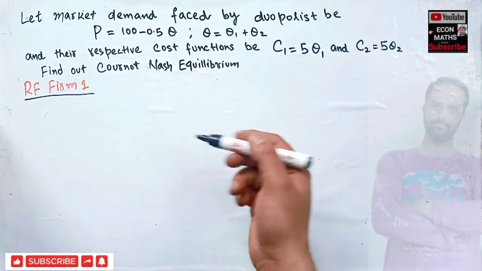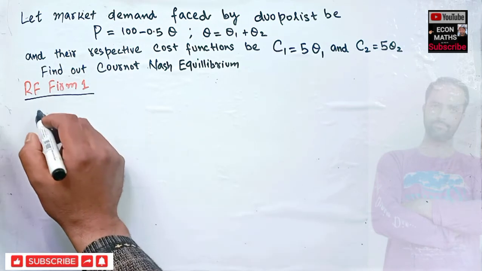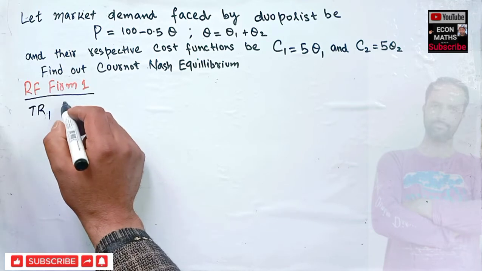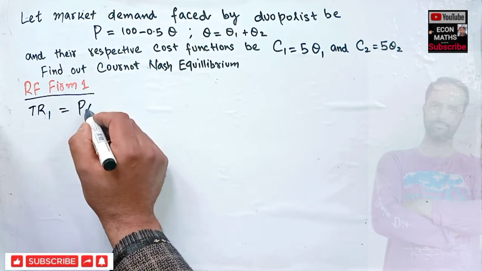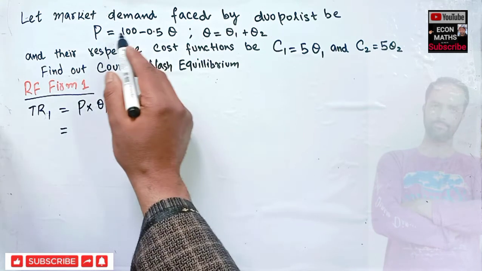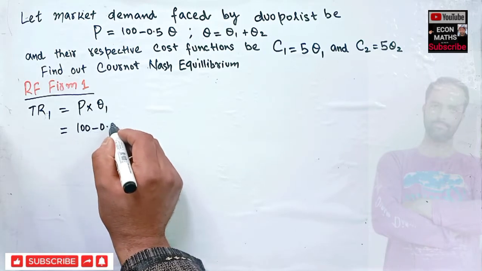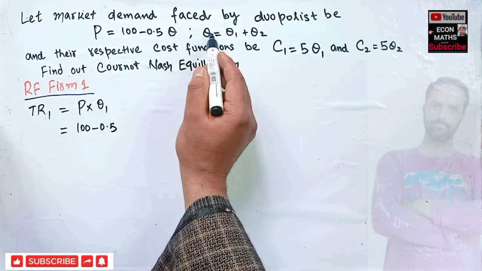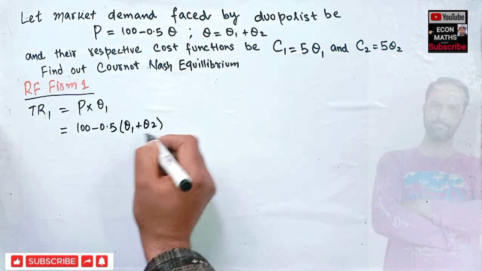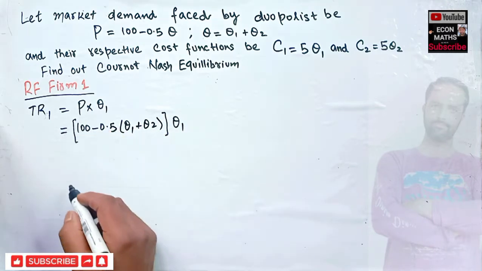So I will not go into the detail, and I will just derive the reaction function for firm 1, which is found by first finding the total revenue for firm 1. So total revenue is simply price into quantity produced by firm 1. So what is price? The price function is given here, that is 100 - 0.5, and in place of Q we have Q1 + Q2, so I can write Q1 + Q2. To this we multiply Q1. Simply price into quantity gives us total revenue.